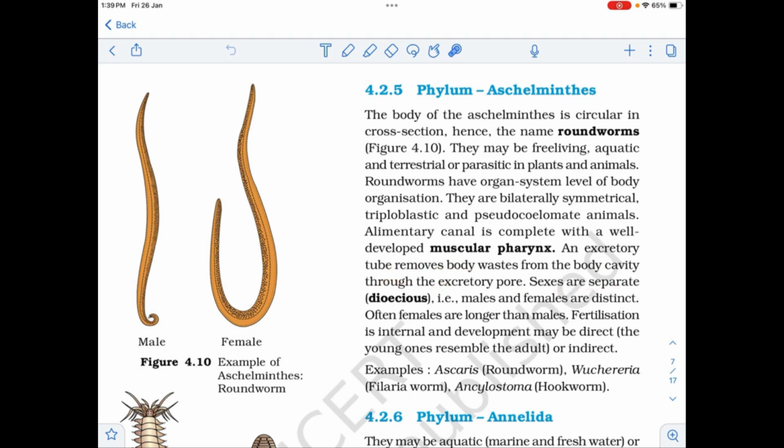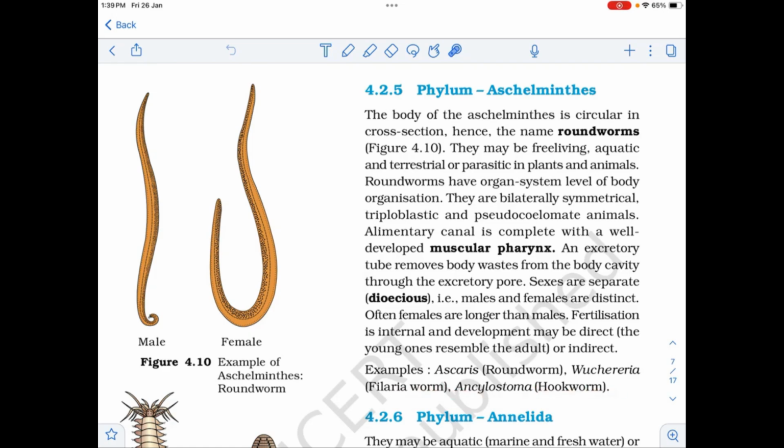Sexes are separate, dioecious. Males and females are distinct. The females are longer than the male. This is a male which is shorter, and this is a longer one, the female. Fertilization is internal. Development may be direct or indirect. In the case of direct, the young one resembles the adult. Examples: Ascaris, roundworm; Wuchereria bancrofti, filarial worm; Ancylostoma, hookworm.